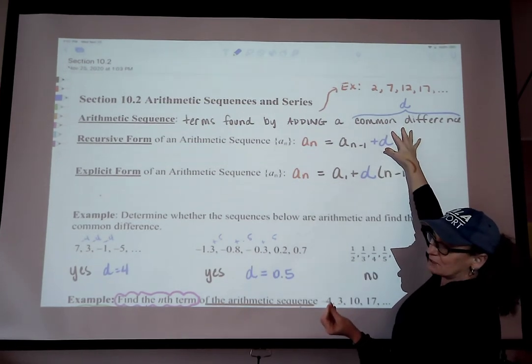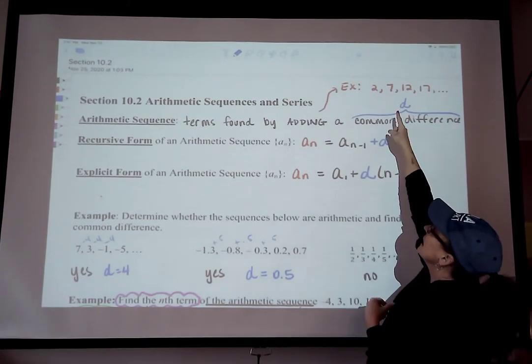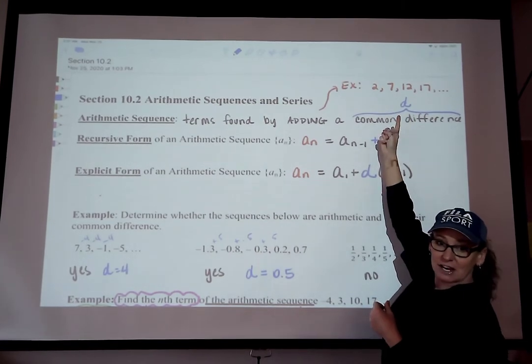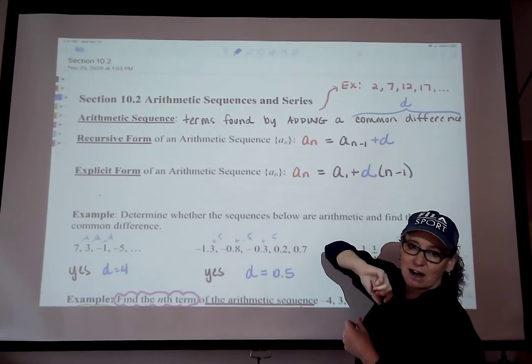We're going to call that common difference D for difference. And you can see in my red example up here that I've given you, D would be positive 5.